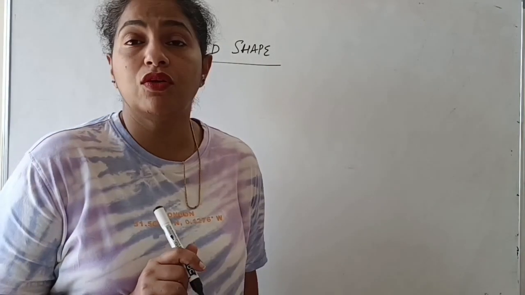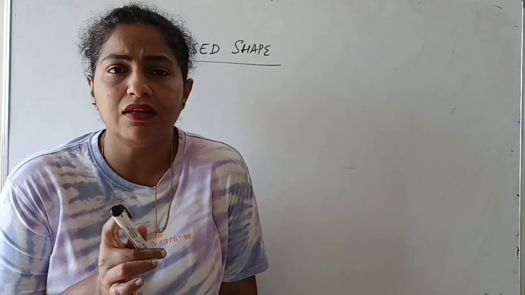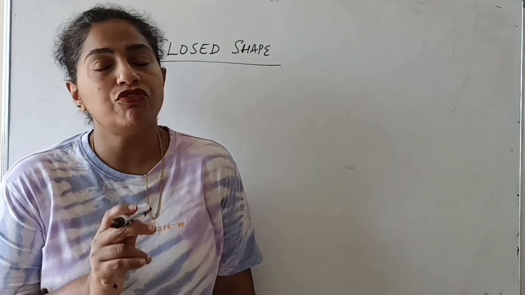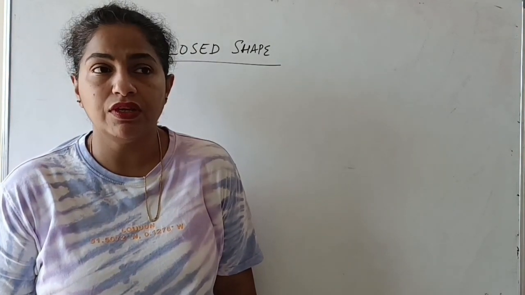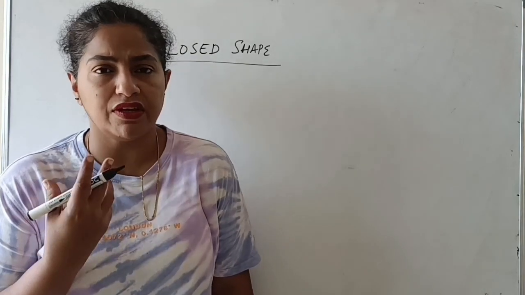The third type are the closed shape sums. In this particular kind of sums, we are dealing with shapes like rectangle, square, triangle. Triangle is very commonly asked. So before doing this kind of sums, you should know the basic formulas that you need to use in this kind of sums. One is the area and one is the perimeter, which you have already studied.